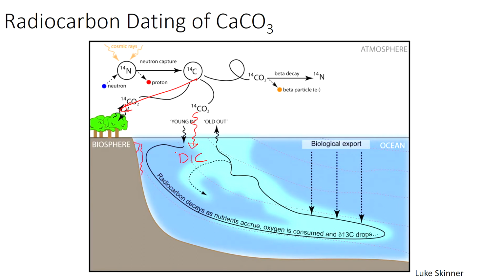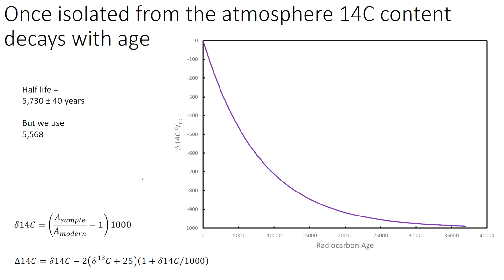So we could take some of that and form calcium carbonate. That calcium carbonate will have taken some of this radiocarbon in, and we can then use that radiocarbon as it decays as a clock to figure out the age of the coral. So that's kind of explained a little bit like this.